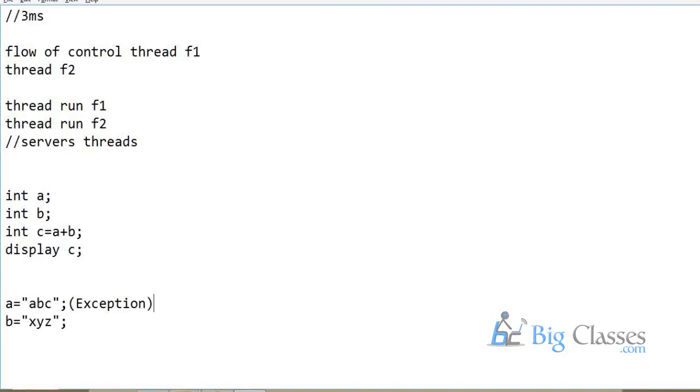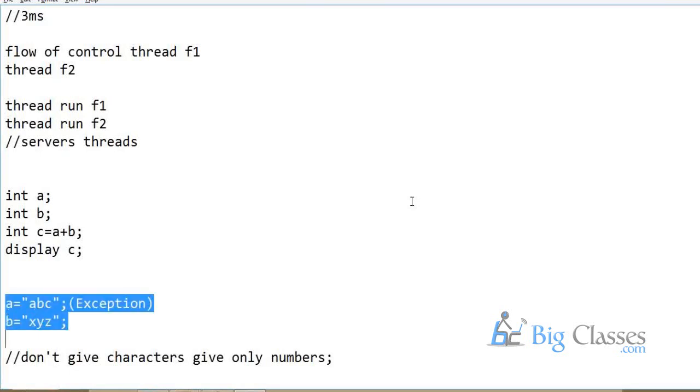So when the user gives ABC, what do I need to display? Display: do not use characters, give only numbers. This is why I said Java is robust. In other languages, when you pass characters, it will show system error messages, which normal users cannot understand. So while writing your program, you have to think like an end user. Based on wrong input values, Java can dynamically give a specific error message.